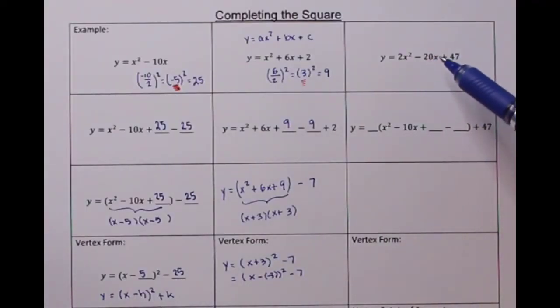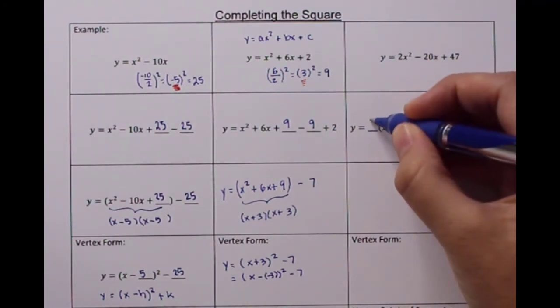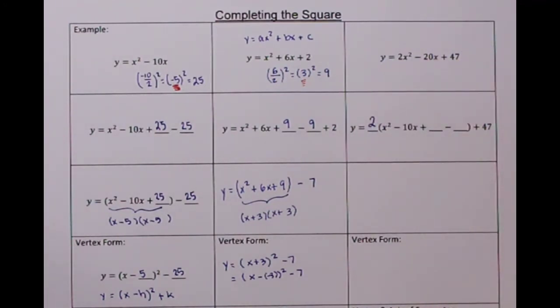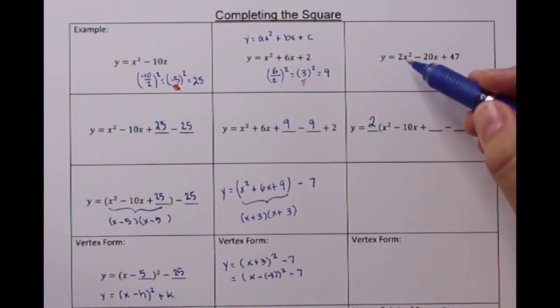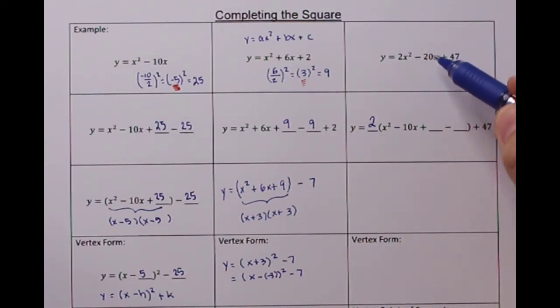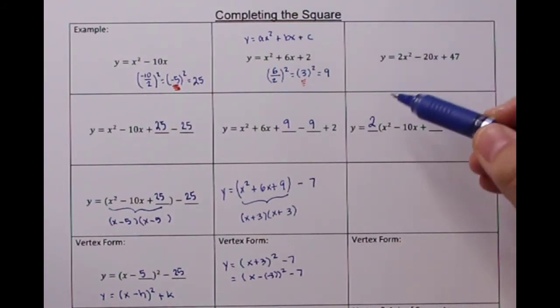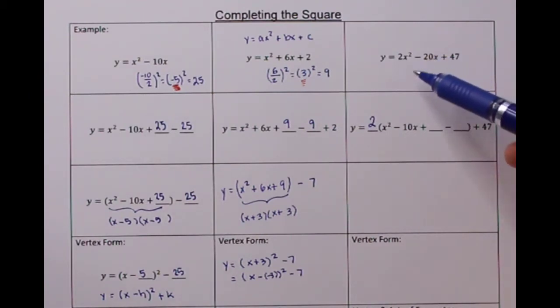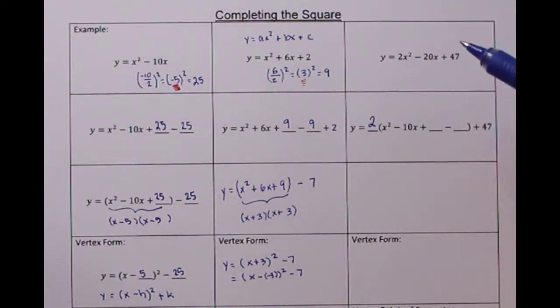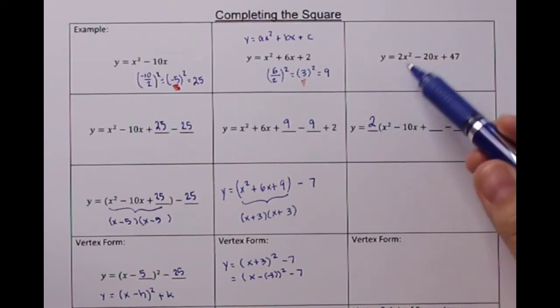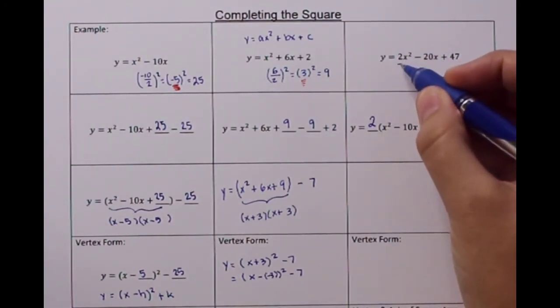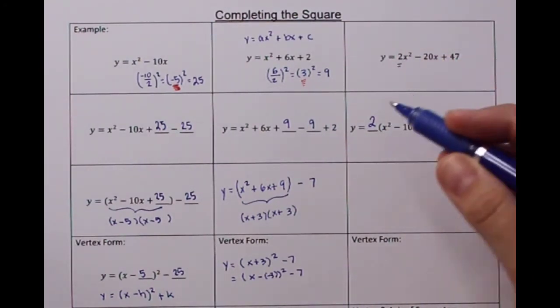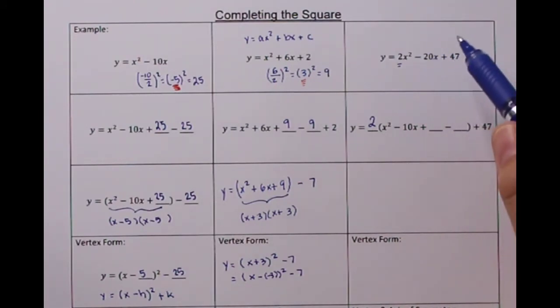2x squared minus 20x plus 47. This one's a little trickier because you have to factor out any number in front of x squared if it was not 1, okay? So we can't take half of the coefficient on x yet. We have to factor first. So I'm skipping the step we were starting with on the previous two examples. I can't take half of negative 20. I would get the wrong value. I have to factor out this 2 first. This 2 is an issue. I have to factor that 2 out first. And I take it from all the terms.